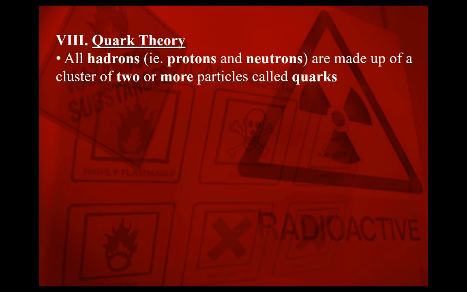The building blocks that make up protons and neutrons are what we refer to as quarks. Now you might be wondering, where did physicists get the idea that maybe a proton or a neutron was made up of smaller parts? Well, I'll drastically simplify the idea here. So let's say that we have a proton.